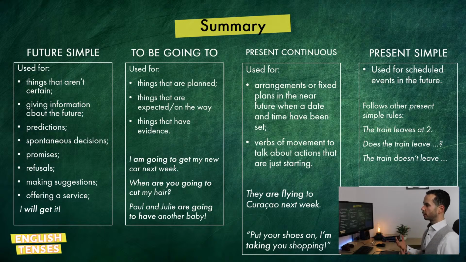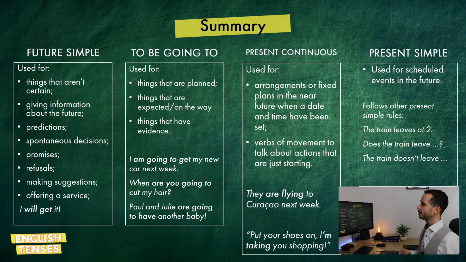So just to summarize everything we've discussed now, we have future simple, to be going to, present continuous and present simple. And as you can see, we can kind of distinguish all of them based on how we use them. So if it's very certain, we use present simple. It's very likely, it's scheduled, so it's going to happen. Present continuous is something that's fixed in a near future, and we have a date and a time. Present continuous. Same for verbs of movement, to talk about actions that are just starting.